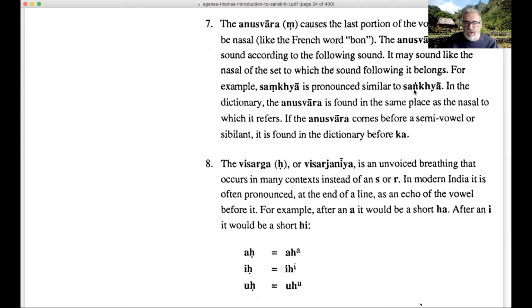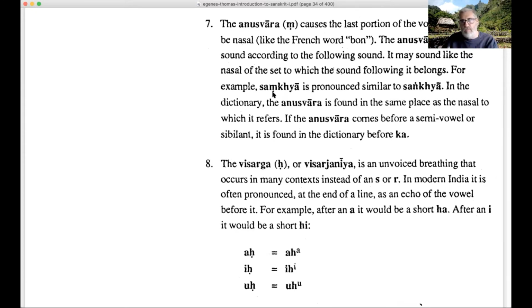Understand? So in the dictionary, anushwara is found in the same place as the nasal to which it refers. If we're looking up this word in the dictionary, we have to know Sanskrit alphabetical order. It's important to be able to pronounce this word correctly with anushwara in it, but it's also important to look it up. In Sanskrit alphabetical order, we get the vowels first, then anushwara and visarga, then the consonants. In the first line of the consonants, at the end of the first line, we get that guttural nasal.